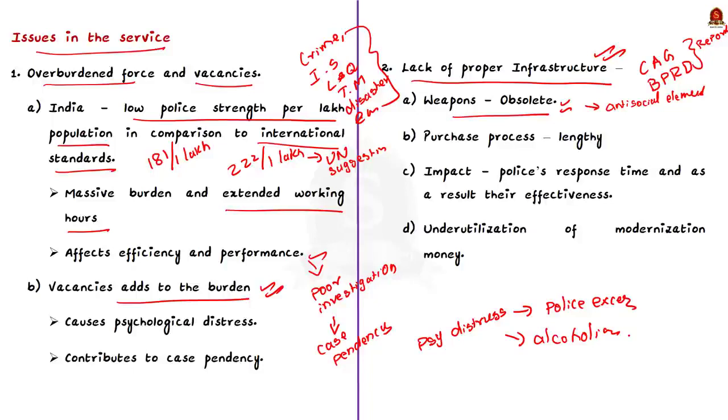In addition to this, the purchase process for firearms is lengthy and resulting in a scarcity of arms and ammunition with the police department. The police department faces other issues like limited supply of police vehicles. Sometimes, even short supply of drivers can have an adverse impact on police response time and as a result, their effectiveness in solving cases. See, the government have been allocating funds for improving the infrastructure of police department. But the issue here is that these funds are underutilized. Now moving to the third issue.